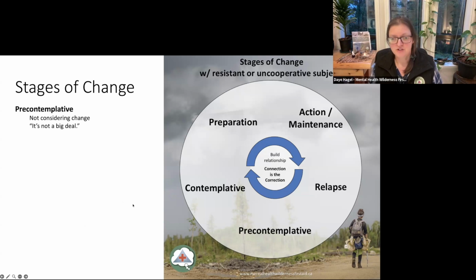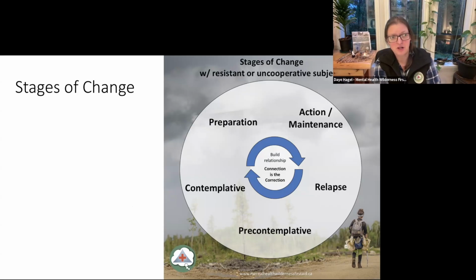So there's 5 stages of change, according to the model that I'm going to use. Okay, I have a little bit of a condensed model. The first stage is pre-contemplative. Now, before I go into this, I'm going to point out that stages of change is a model, and it's a very helpful model, I find.